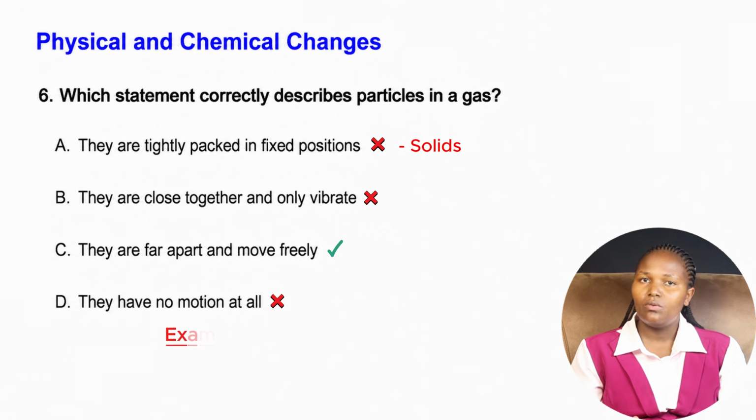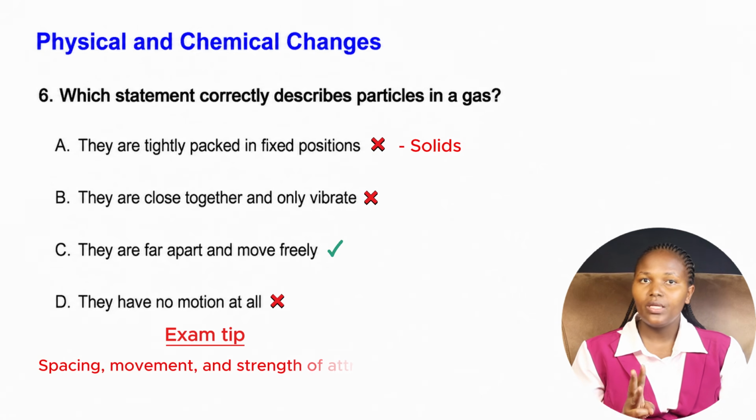So for your exam tip, you should always remember that for particles questions, you should revise three things together. Spacing: for liquids, gases and solids, you should know about spacing of particles. You should know about movement, how they move, and also the strength of attraction. Let us go to question number 7.